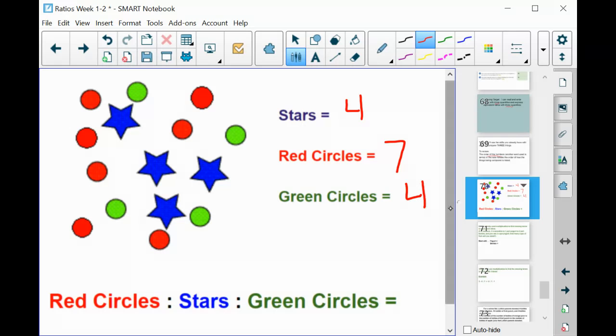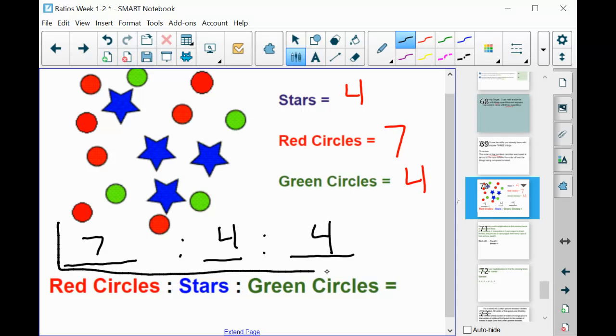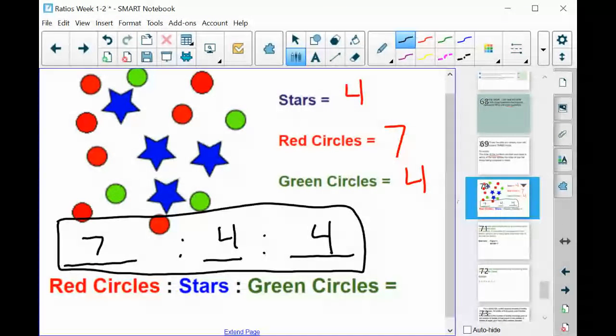Okay. Now, all we're going to do when we write our ratio, we're going to use this order right here. So red circles is going to go first. 7 to 4 stars to 4 green circles. So here is our ratio comparing the number of red circles to the number of stars to the number of green circles. Okay, so you would say this out loud, pronounce this ratio just like how you would with normal ratios, 7 to 4 to 4.